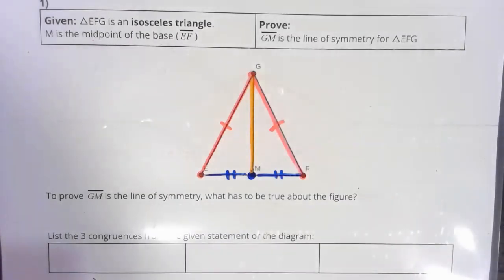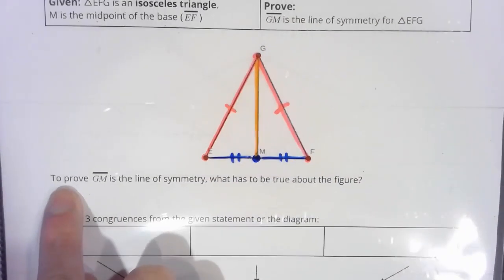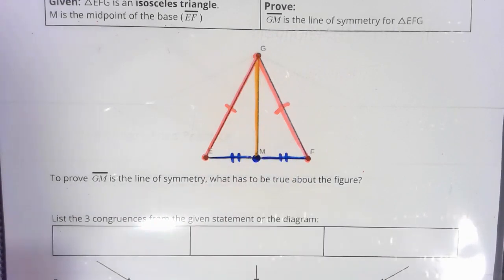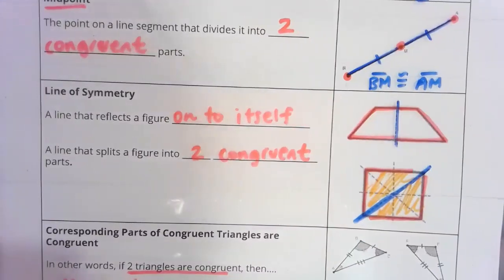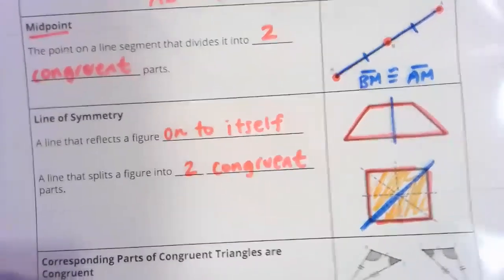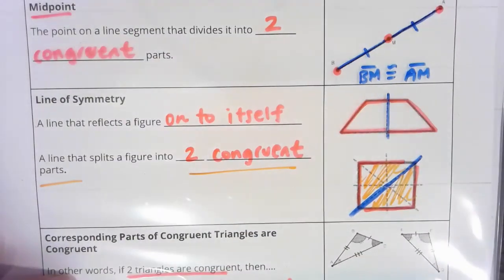And I want to prove that that's the line of symmetry. Okay, well, to do that, it's helpful to think about this question right here. To prove that it's the line of symmetry, what has to be true about this figure? Well, if you remember, going back to our definitions on the first page, a line of symmetry is a line that splits a figure into 2 congruent parts. That's the key part here. 2 equal halves, 2 congruent parts.